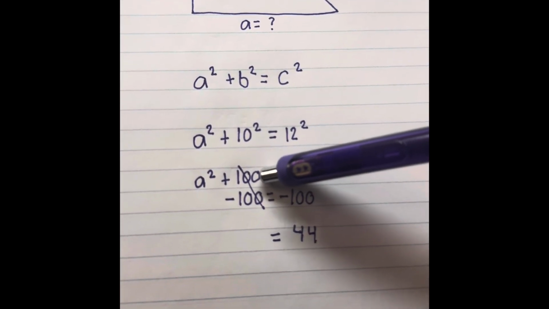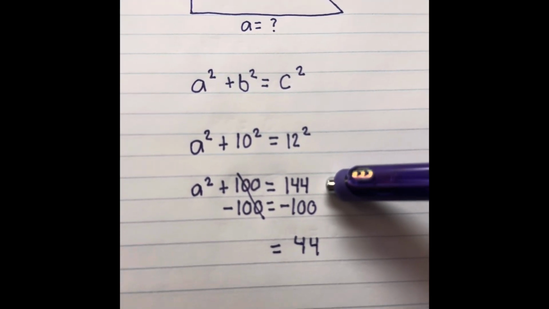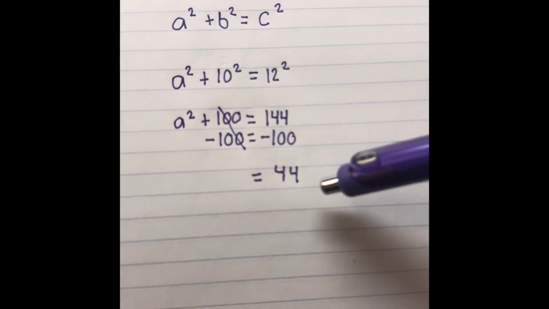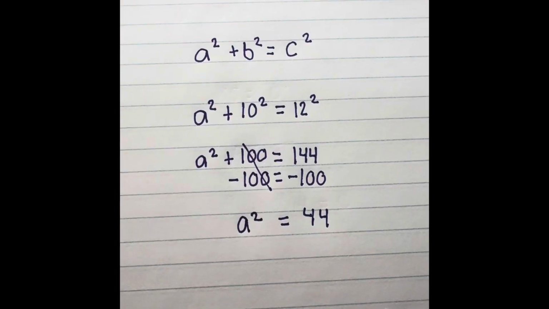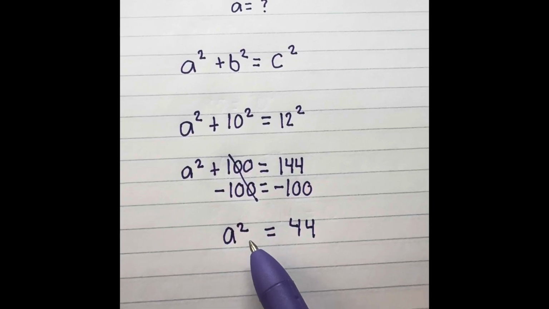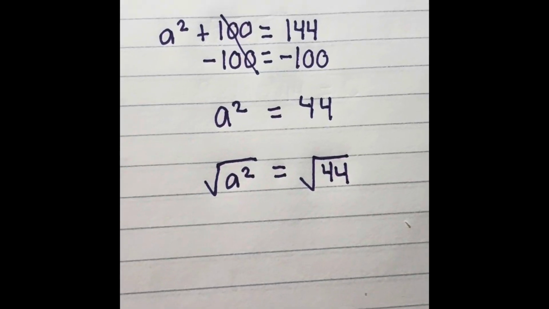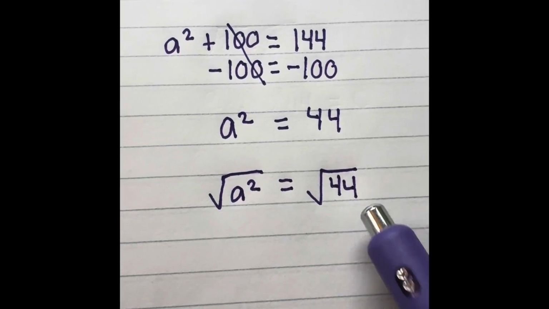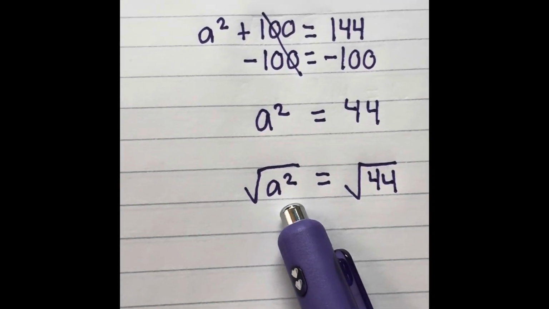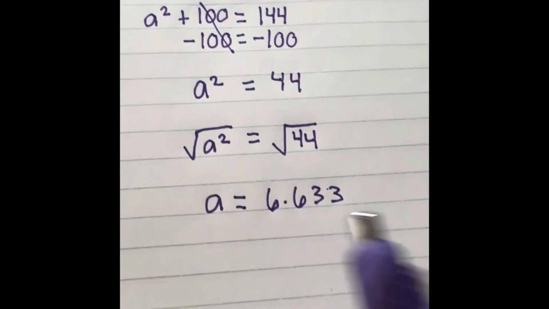So once we subtract 100 from this side, it cancels out. And then when we subtract 100 from 144, we get 44. So a squared equals 44. But since this is squared, we need to find the square root of 44 to find a. Once we find the square root of 44, we will know our answer for a. Our answer for a is 6.633.